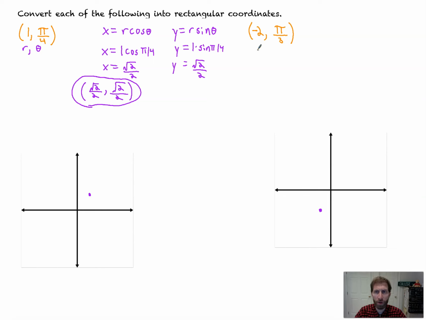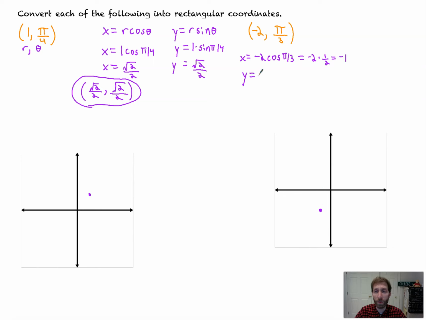Now, we're going to use the same conversions. That would be r cosine of pi over 3. That's going to be our x value. And that's equal to negative 2 times cosine of pi over 3, which is positive 1/2, which is equal to negative 1. Sure enough, we're left 1 there. It's pretty sweet.